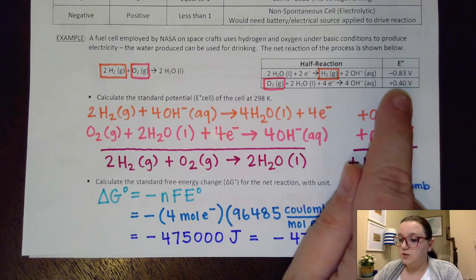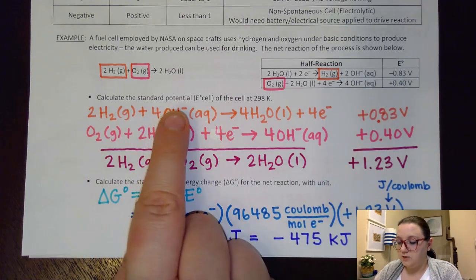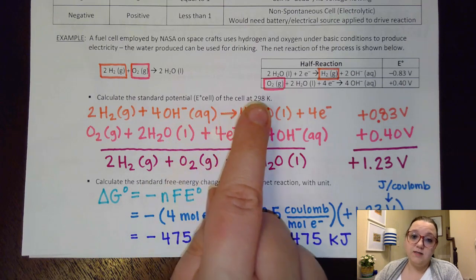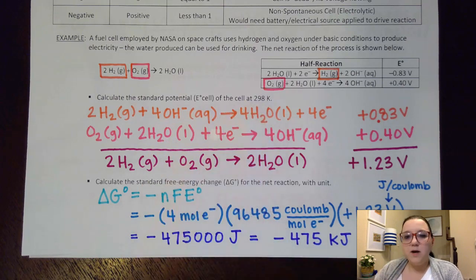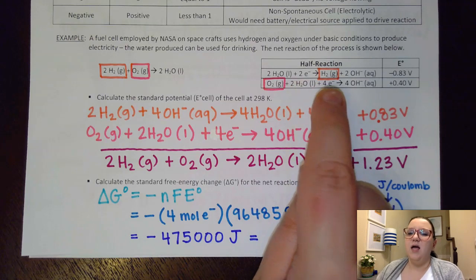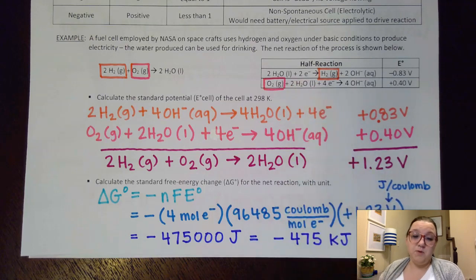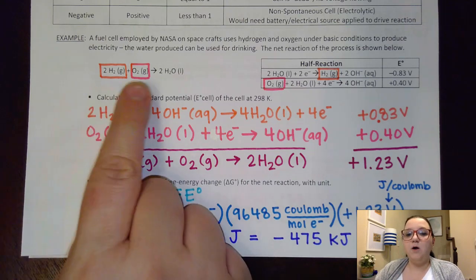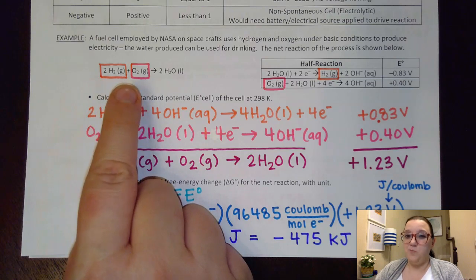The first thing they want us to do is to calculate the standard potential of the cell at 298 Kelvin. So I need to figure out which of these half reactions I need to reverse. I always know that I need to reverse one of them, because if you notice, both of these have the electrons on the reactant side, and so on both of these they would be a reduction. I know they can't both be a reduction, so we're going to have to flip one of them. I'm going to use my overall balanced reaction over here to help me do that.